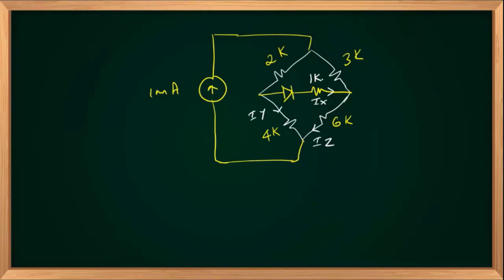One milliampere, 2 kilo ohm, 4 kilo ohm, 3 kilo ohm, 6 kilo ohm. Identify Ix, current flowing through the diode, Iy, current flowing through 4K, and Iz, current flowing through the 6K resistance. We don't know the status of the diode. Diode is given as ideal.